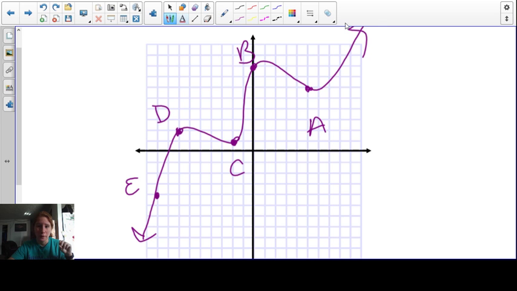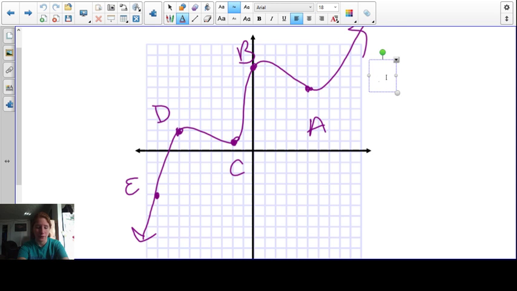I'm going to type this part up because it's getting difficult for some reason to write on my computer today.